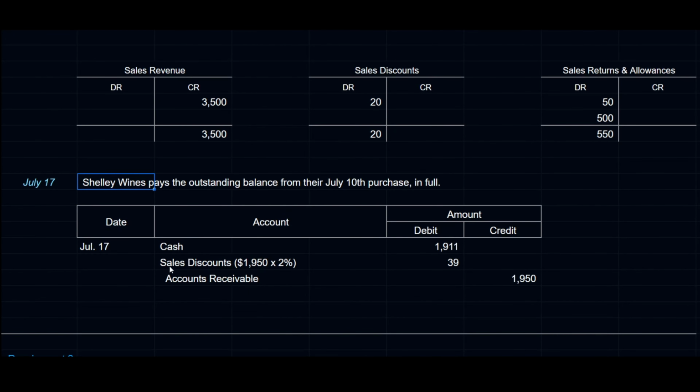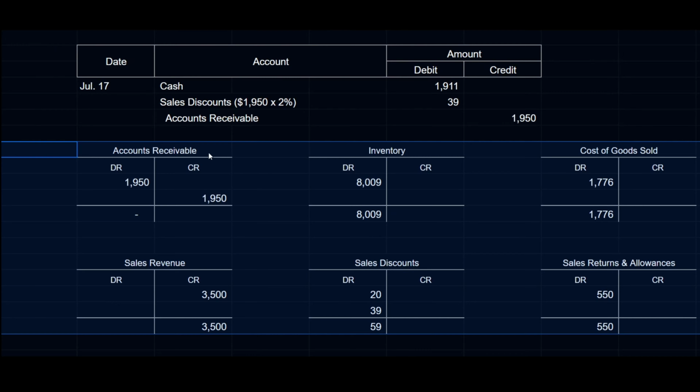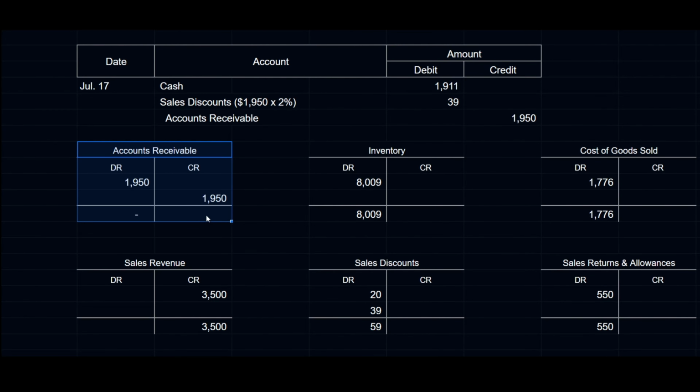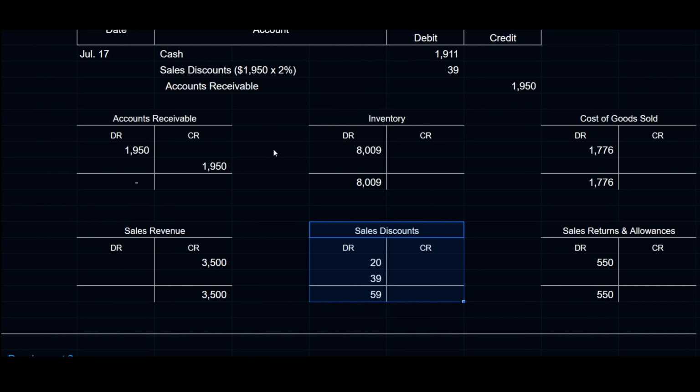And Shelley Wines paid within the discount period. So we take $1,950, multiply it by the discount percentage, and we get $39. The cash received is $1,911. Updating the accounts, accounts receivable is at 0. Sales discounts has gone up to $59. And those were the only accounts impacted other than cash, which we aren't keeping up to date in these T accounts, but would be kept up to date in the actual accounting system.